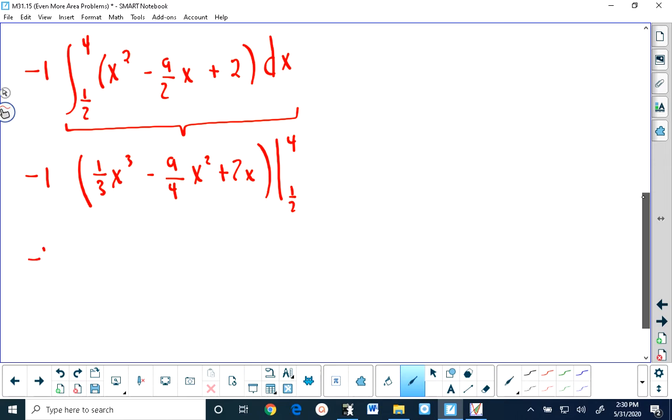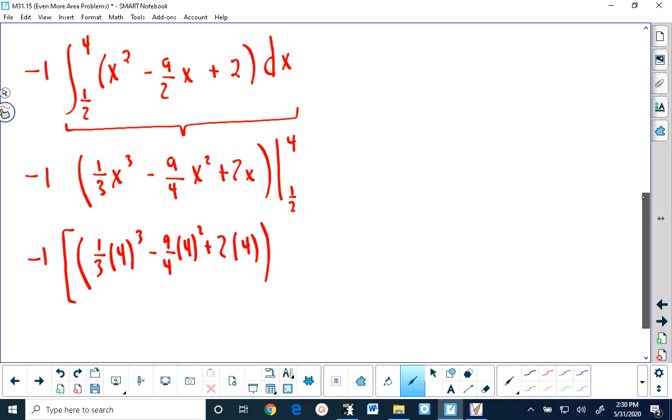So we will have negative 1, and then we are going to have 1/3 times 4 cubed minus 9 quarters times 4 squared plus 2 times 4, minus the exact same thing, but instead of using 4, using 1/2. 1/3 times 1/2 cubed minus 9 quarters times 1/2 squared plus 2 times 1/2.